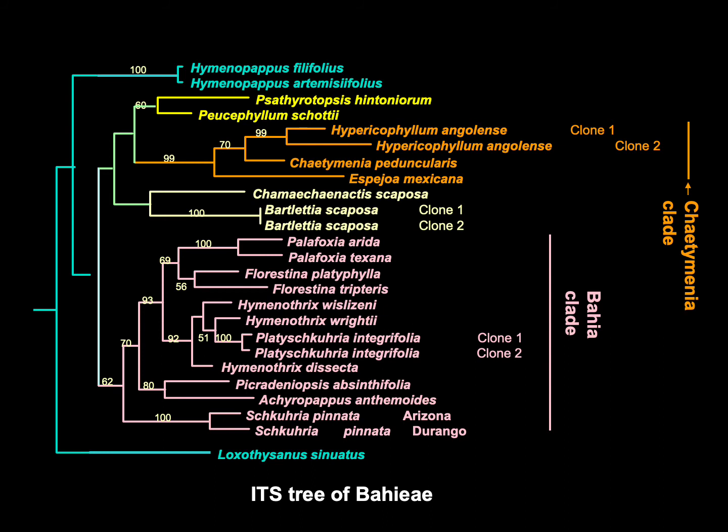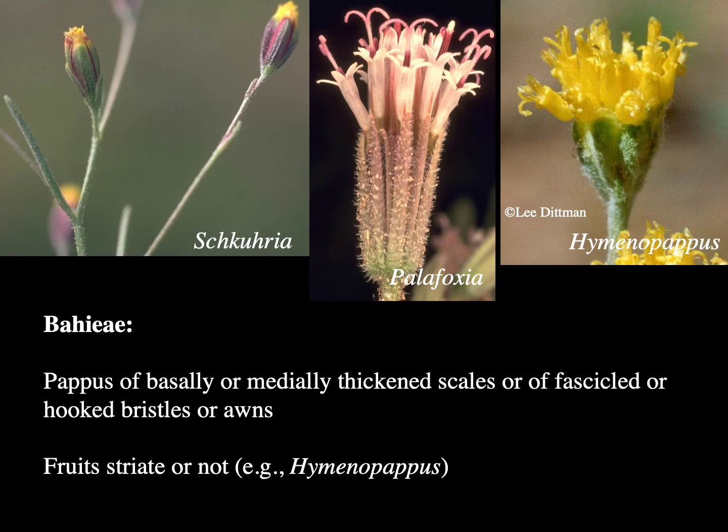So the next major tribe is the Bahieae, sister to Chaenactideae. And this is a group that is broken up into a number of clades in this diagram that are worth mentioning briefly. The overall tribe is characterized by a pappus of basally or medially thickened scales, or of fascicled or hooked bristles or awns, in addition to having fruits that are striate or not. They differ from Chaenactideae, as I mentioned, in having the medial thickening of the scales, and we don't get this kind of clumping of bristles in the Chaenactideae. So we treat these two tribes separately because Chaenactideae is a fairly long branch tribe, and they're morphologically different enough that it's difficult to diagnose a tribe that includes both.